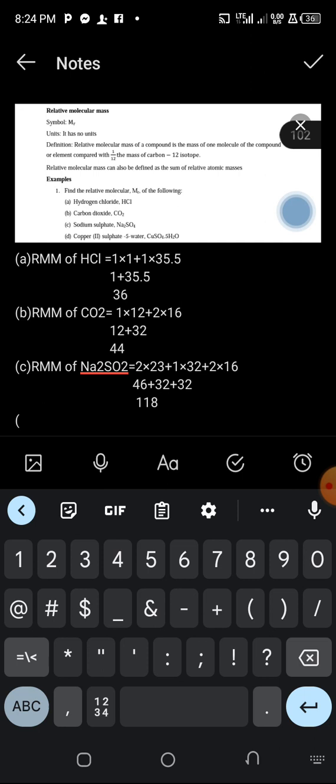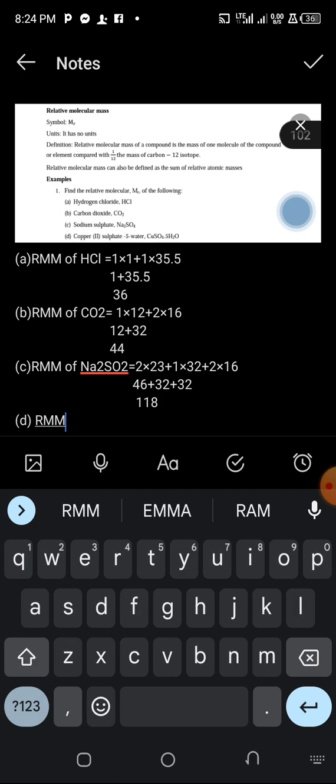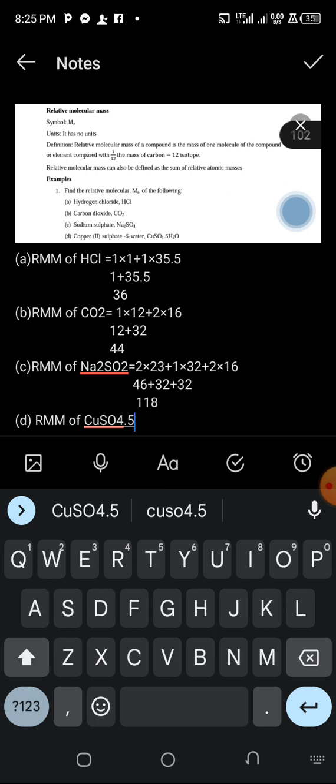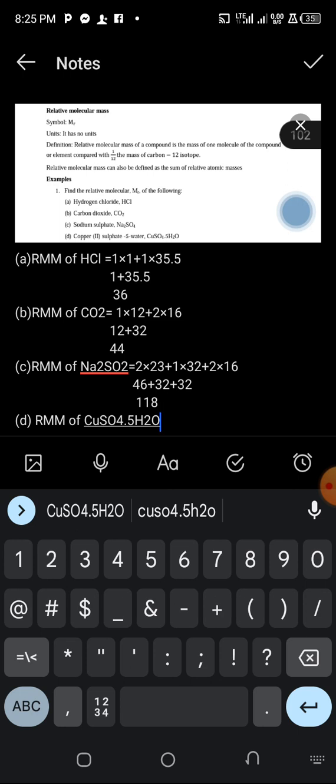Now, we go to the last question. The last question, you find the RMM of copper 2 sulfate 5 water. So this one, it is the hydrated salt. It is also known as copper 2 sulfate pentahydrate. So it is written like this. Then they put water. So for this one is simple.